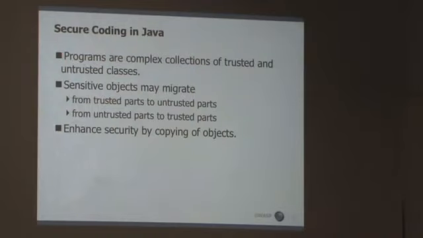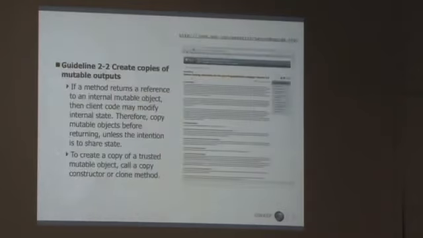In the setting of complex collections of classes that might be more or less trusted, and we have objects with certain content that we might want to protect that run trusted parts, there is a certain way in which you can enhance security by doing the proper amount of copying of objects. In fact, that's not just our observation, it's something that you will find in the guidelines provided, for instance, by Sun, but they also find them in the OWASP guidelines.